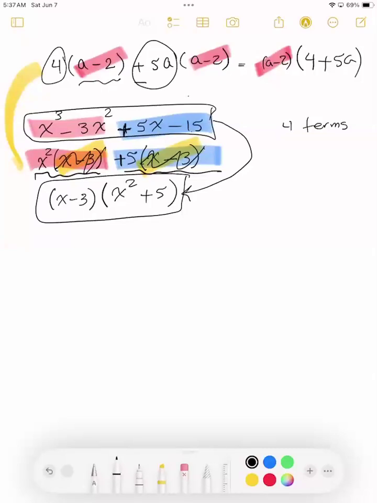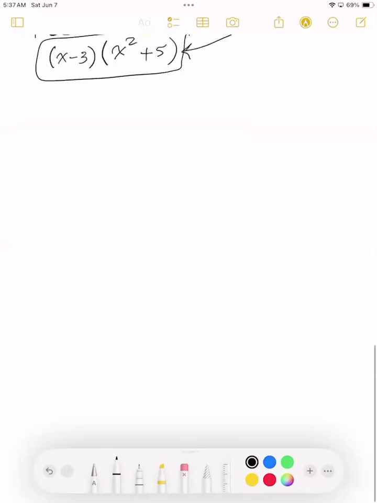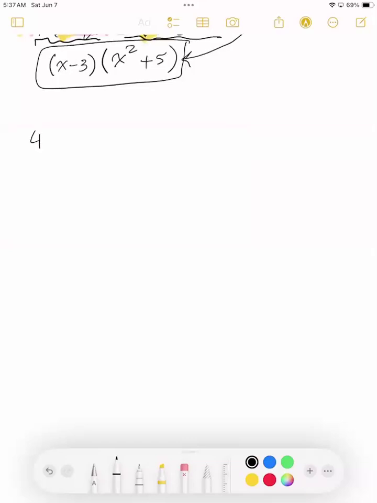Let's do another one. We have 4m cubed plus m squared minus 28m minus 7. I have 4 terms, so I want to do group factoring. I take the first 2 and I take the last 2.